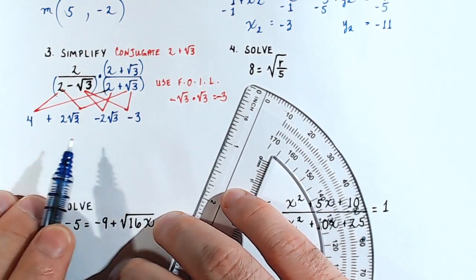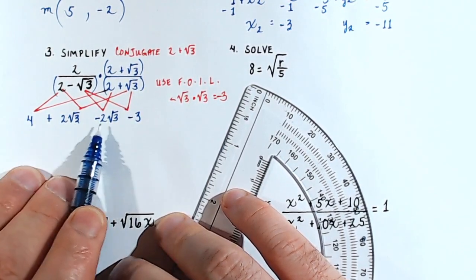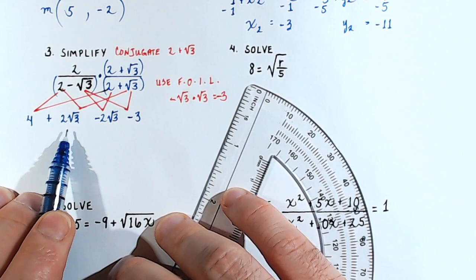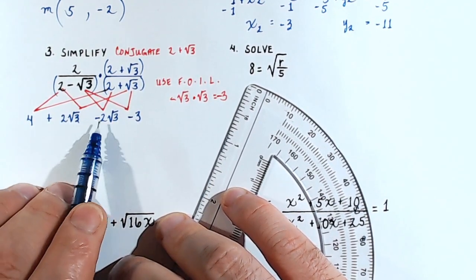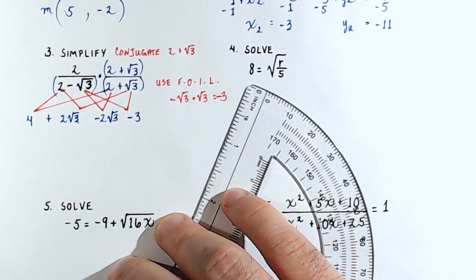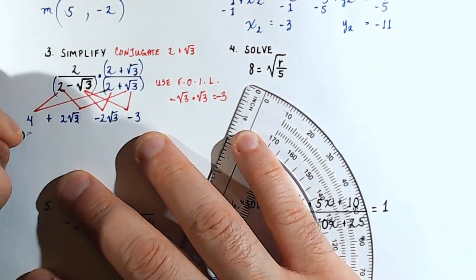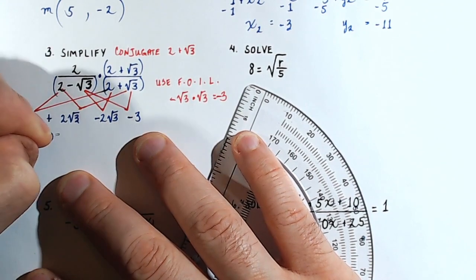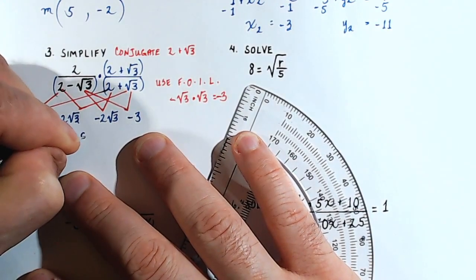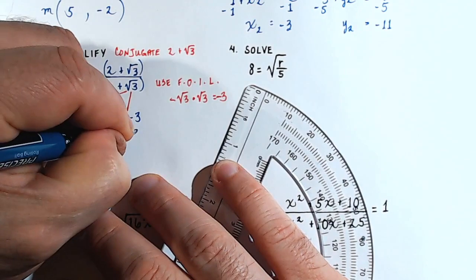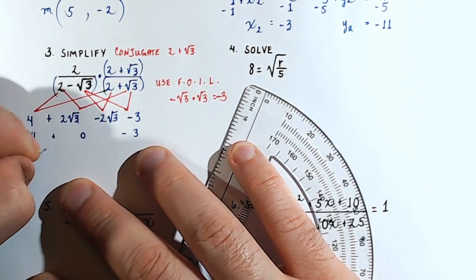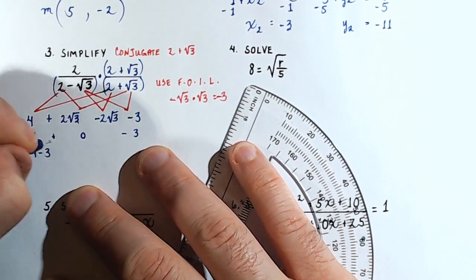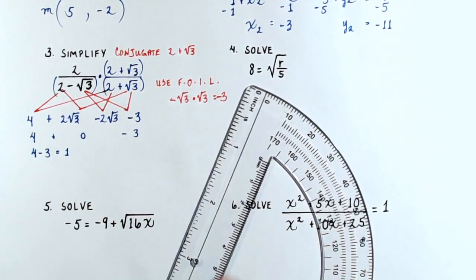As with most of these FOIL problems, you end up with common terms in the middle. And 2 times square root 3 minus 2 times square root 3, well, that's just 0, right? So the next stage of simplification would just be 4 plus 0 minus 3. Right? So essentially 4 minus 3, which is just 1. So the whole denominator there becomes 1.